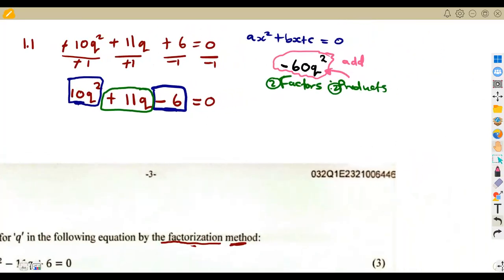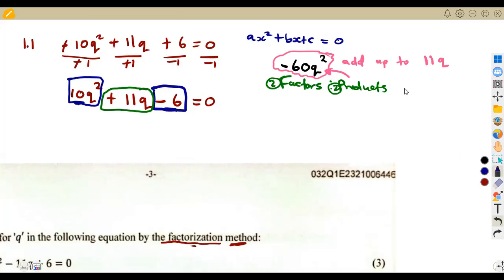This one in the middle term, they must add up to 11q, and it's a positive. So meaning to say, we are going to need the factors of 60, the numbers that you multiply to get 60, but considering also the sign, that it's a negative. All right.